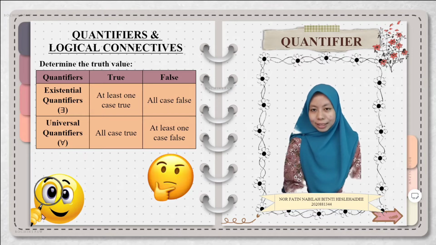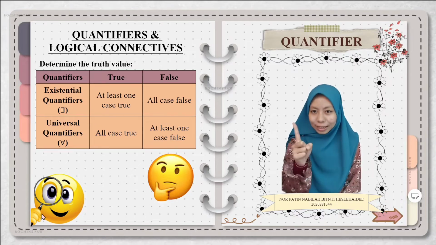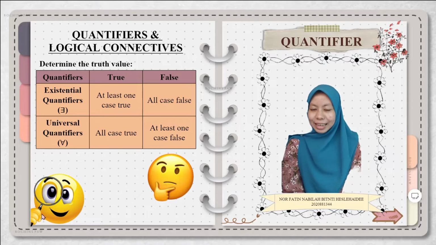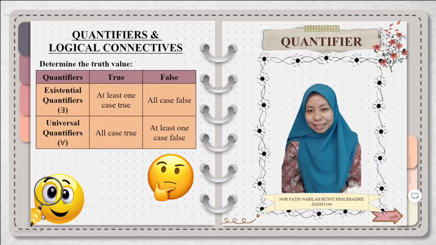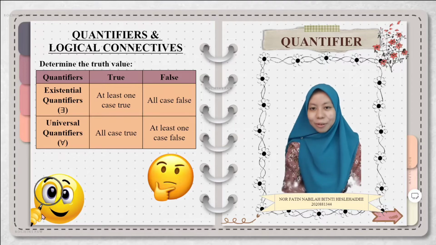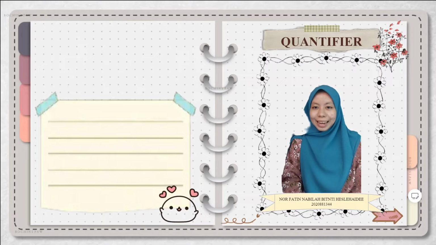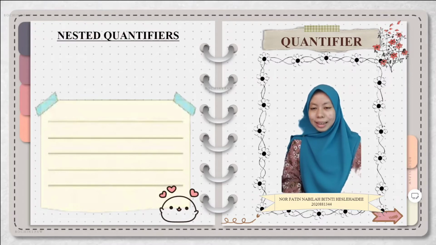Look at the universal quantifiers. If you want the statement to be true, all cases must be true. And if you want the statement to be false, there is at least one case that is false. It's different from existential quantifiers. As you can see, it is the negation of the existential quantifiers. So please take note. And lastly, nested quantifiers.